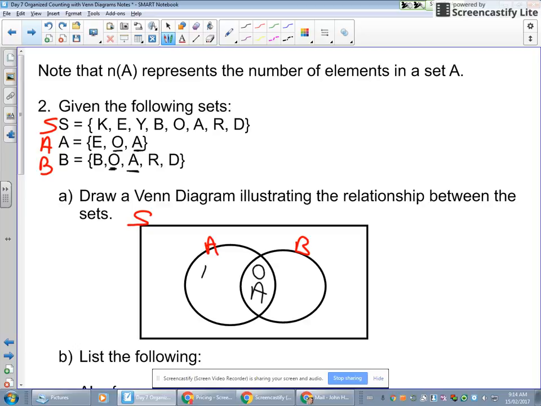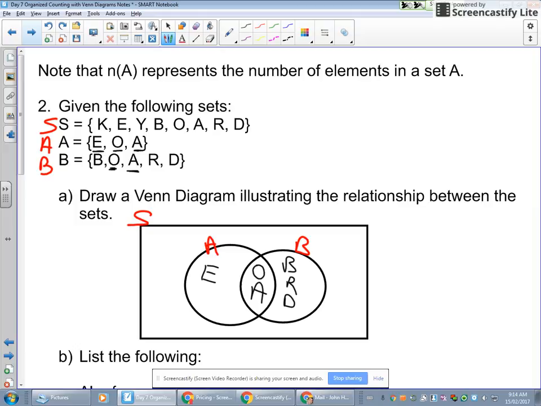My E is in A. So I've now dealt with all my A's. My B's are going to be the B, R, and D. That's a D, not a P.